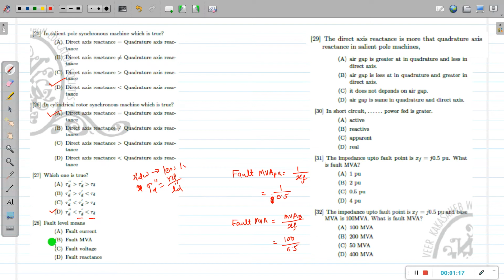The fault level is nothing but the fault MVA. It is not in kiloampere, it is the fault MVA.